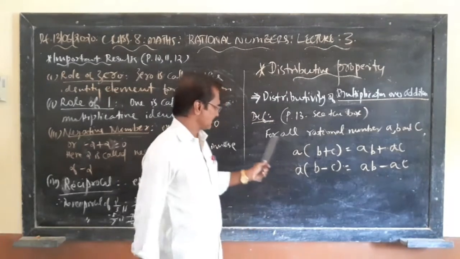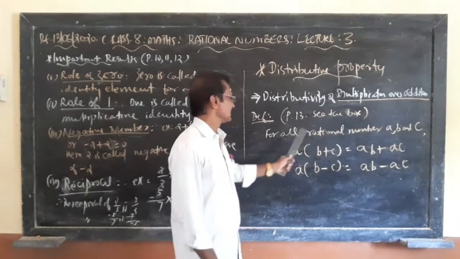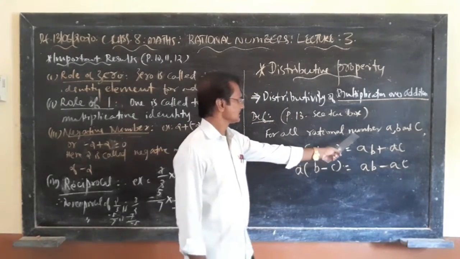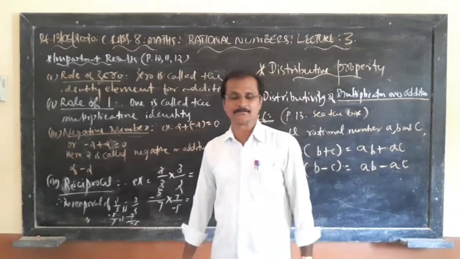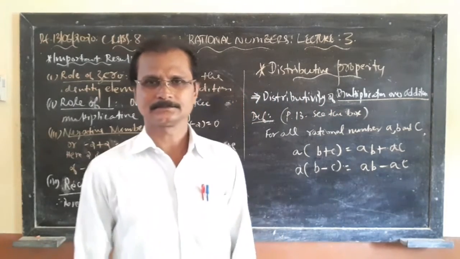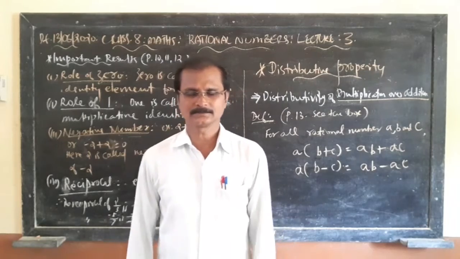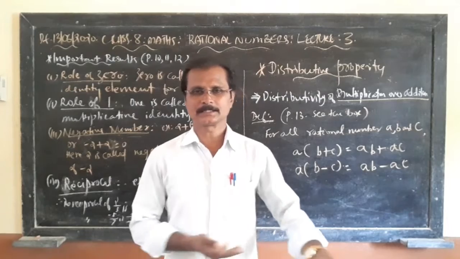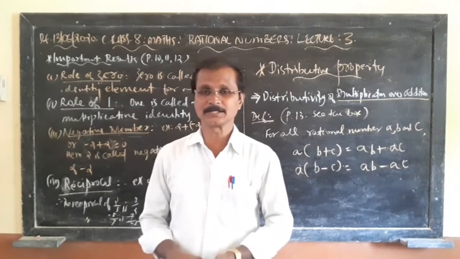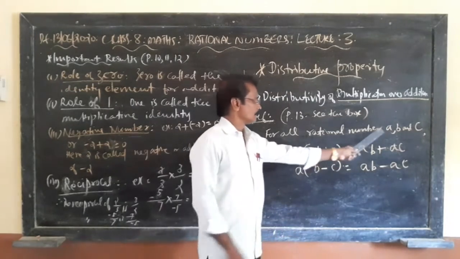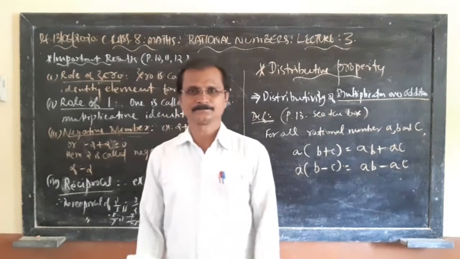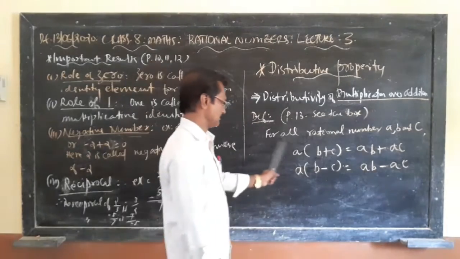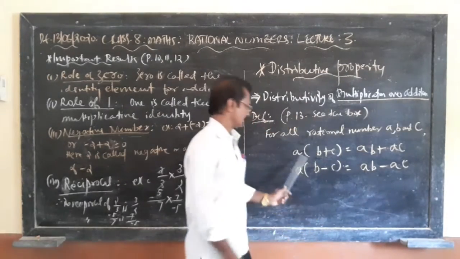Okay, clear? Then for all rational numbers A, B, C, A, B, C are 3 rational numbers, any rational numbers. Maybe integer, rational number, it includes everything, positive numbers and negative numbers, everything. Rational number, the big group. Fractions are also included in the rational numbers. So A, B, C are any rational numbers. Then this is what we do.